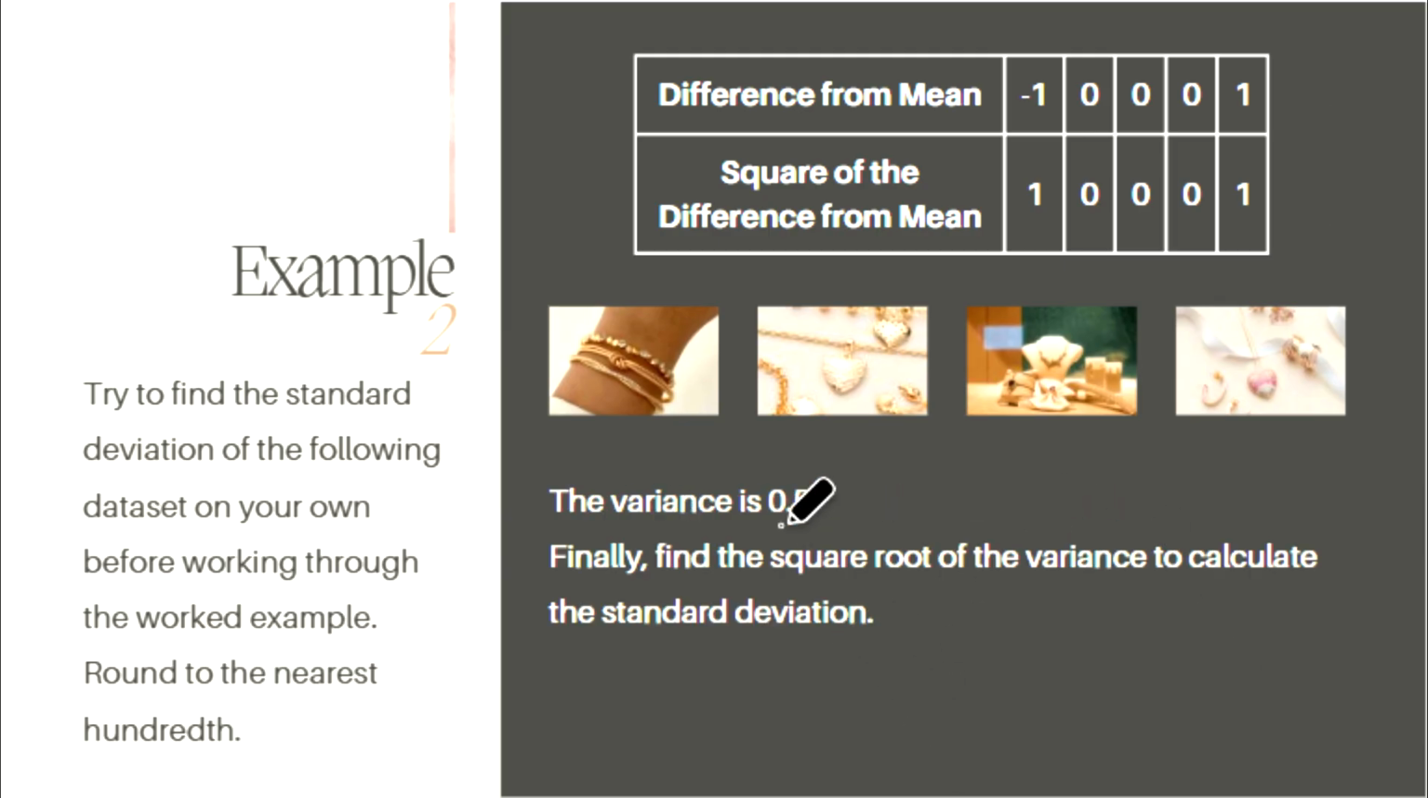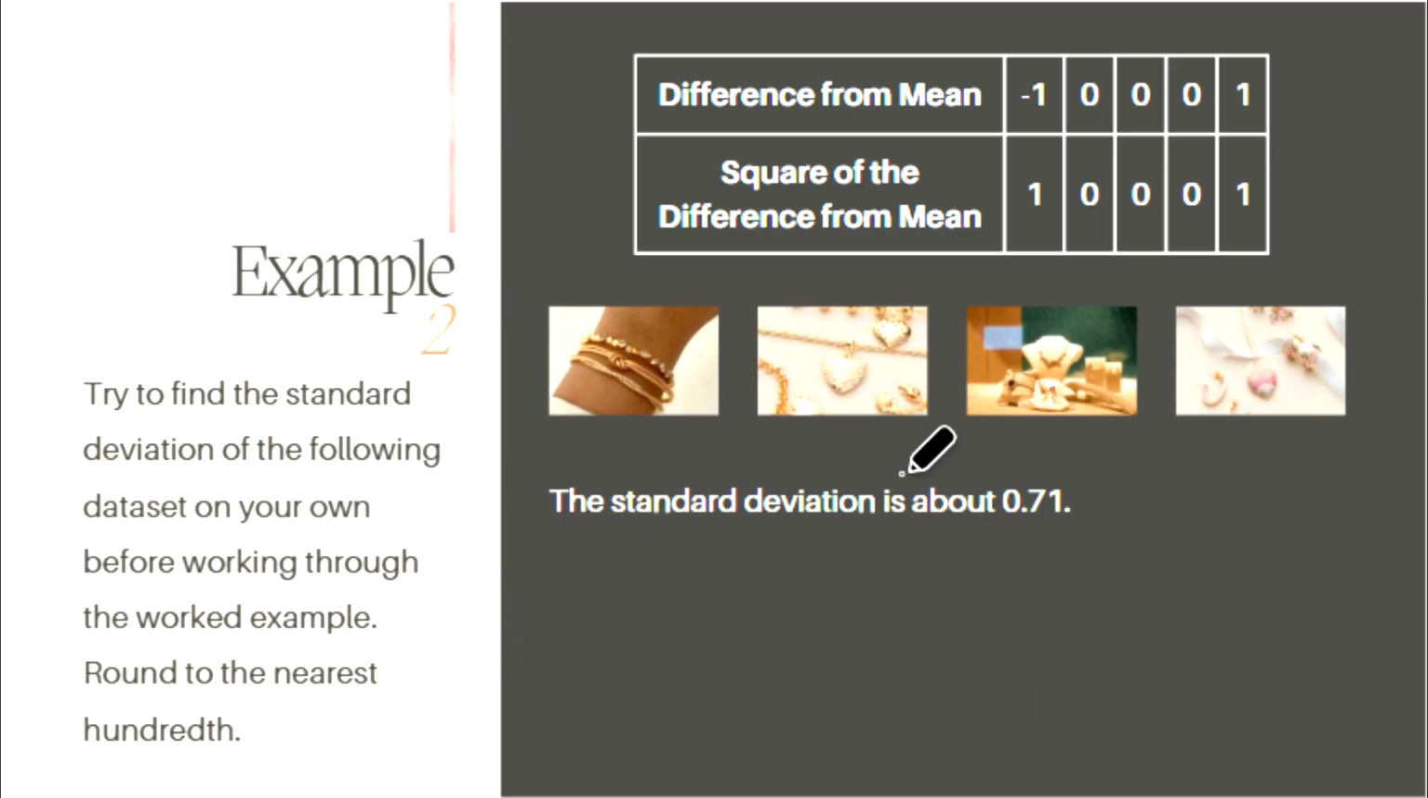Okay, then we need to find the square root of that. So we need to take the square root of 0.5. And that is definitely a calculator for me. The square root of 0.5 is 0.707, and they want us to go to the hundredth, so it's 0.71 for our final answer. The standard deviation is about 0.71.